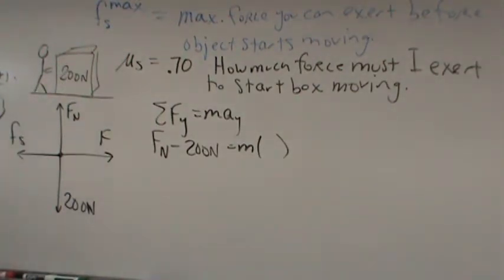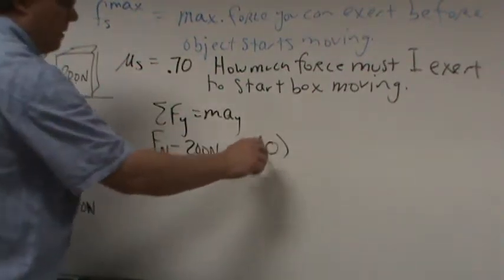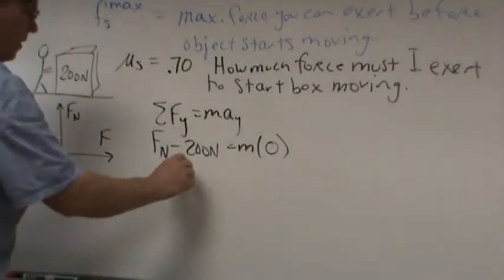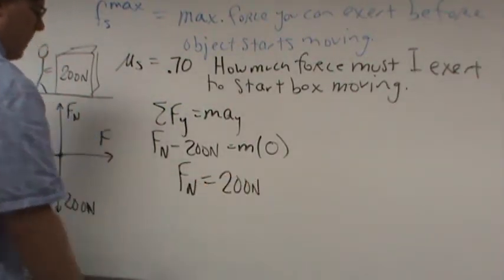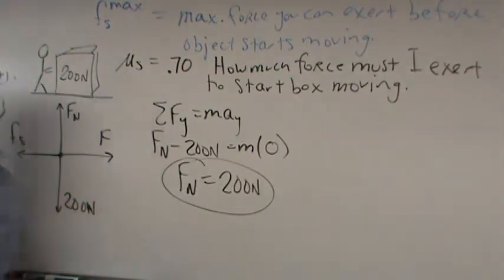What's the acceleration in the y direction? Is it accelerating upward towards the stars? No. Is it accelerating downward towards the center of the earth, where the devil lives? No. So it's equal to 0. So I got normal force equals 200 Newtons. You guys okay with that?